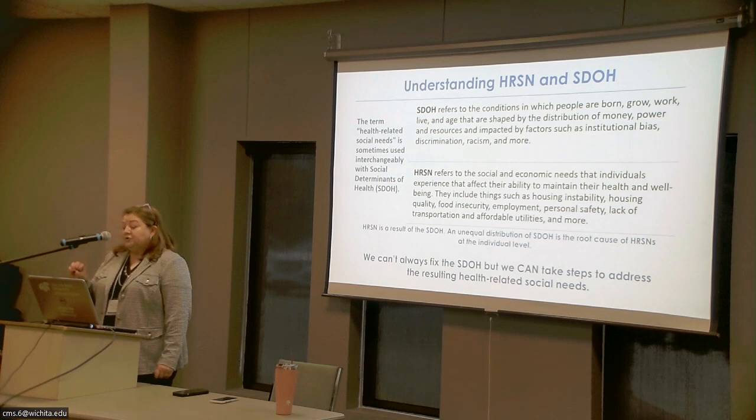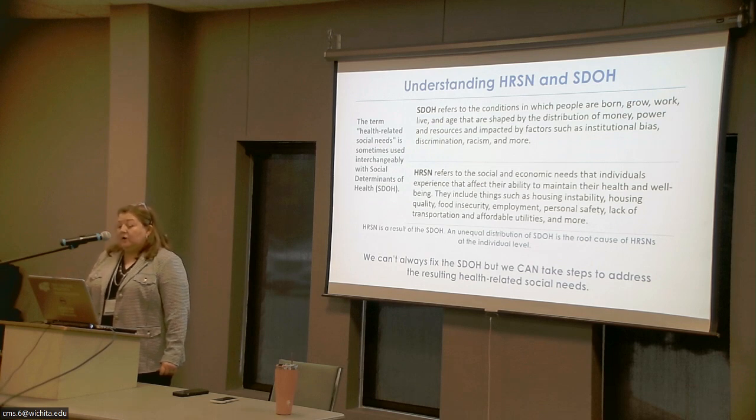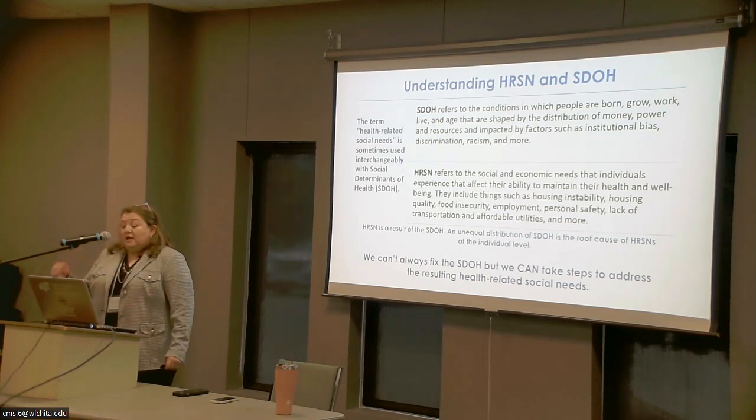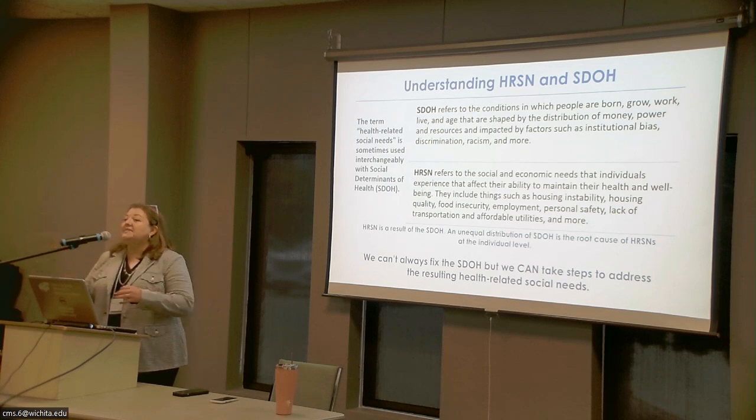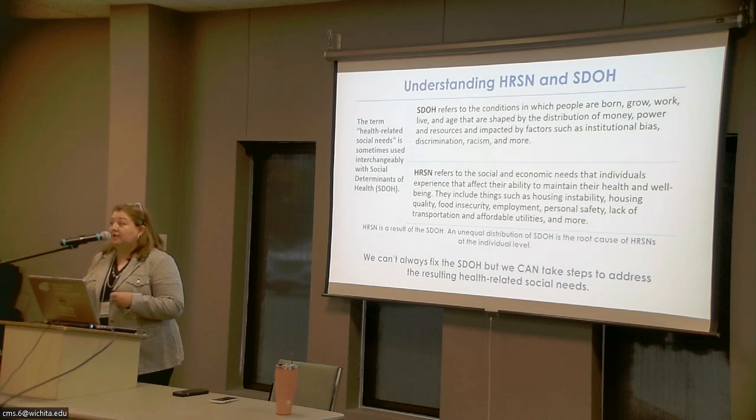That refers to the social and economic needs that an individual experiences that affects their ability to maintain their health and well being. They include things like housing instability, housing quality, food insecurity, employment, all those things that I have listed up there. So if you think about the fact that there's a lot of systemic problems, we're not going to fix. I'm not going to fix it. You're not going to fix it today. But we can address the effects of those systemic problems. And that's what a health related social need is.